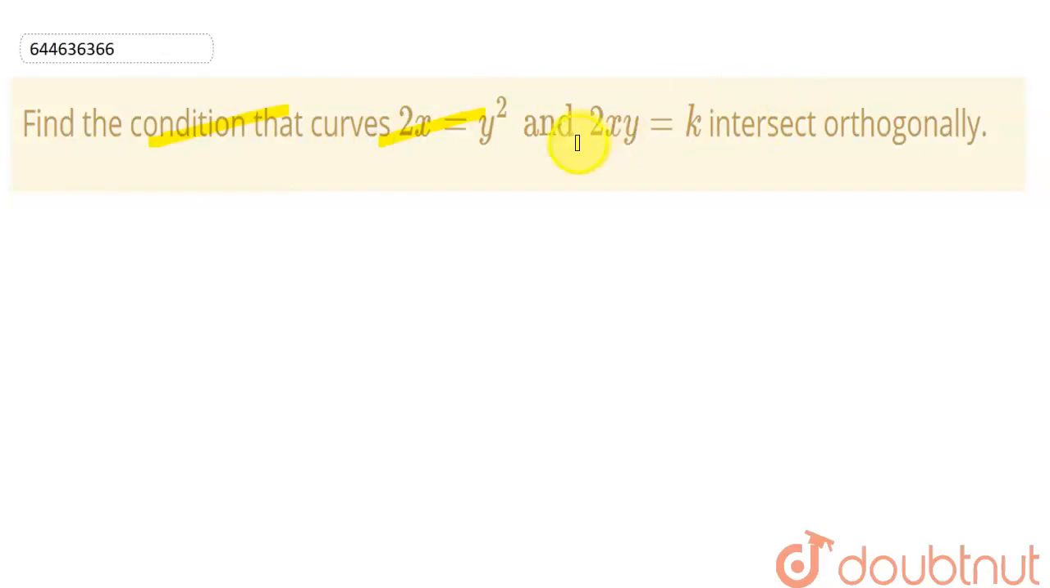So students, in this question we have to find the condition that the curves 2x = y² and 2xy = k will intersect orthogonally. Okay student, let me first draw these two intersecting curves. Let's say these are two intersecting curves.